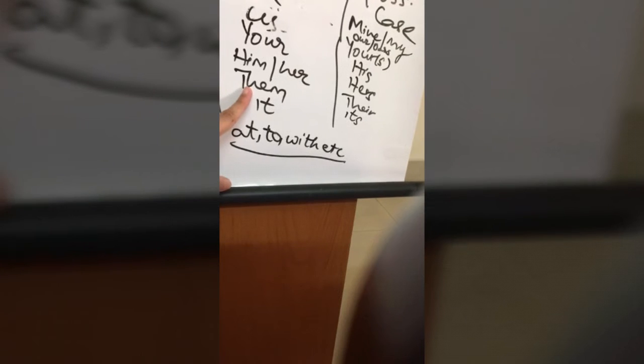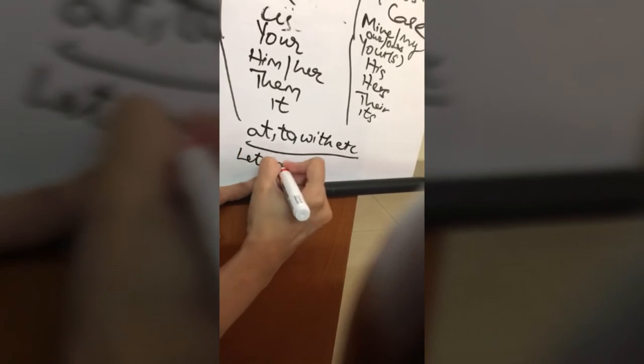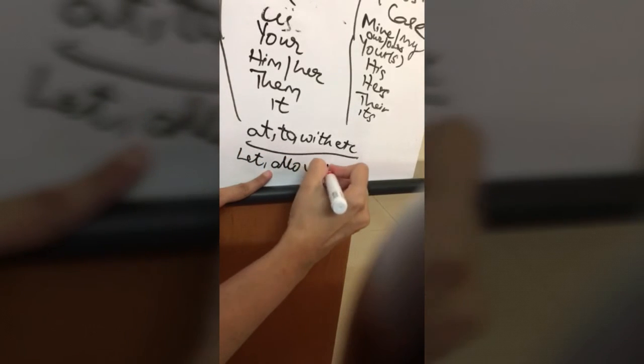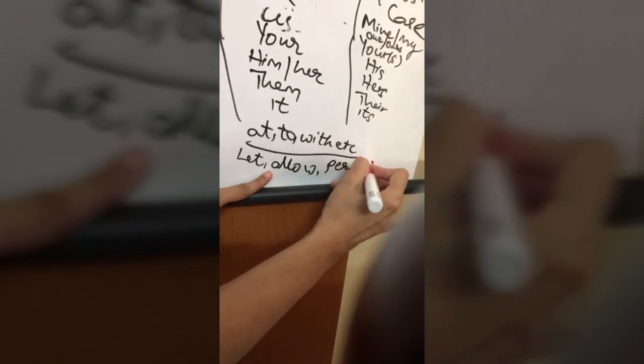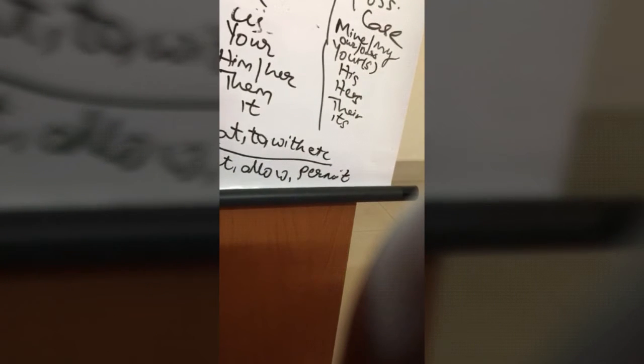All right? Next rule. The words let, allow, permit are always followed by an objective case pronoun again. For example, we always say allow him to leave. We never say allow he to leave or allow ours to leave, right? So let's look at a more detailed example.